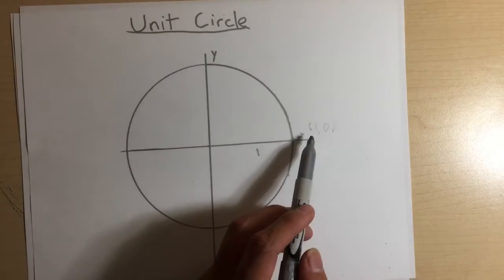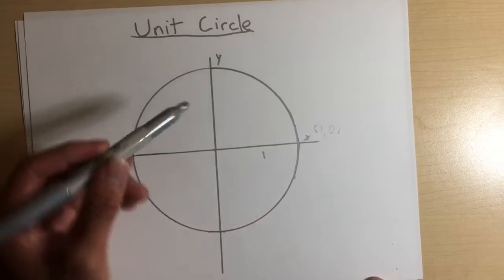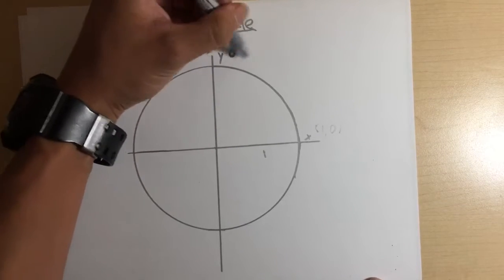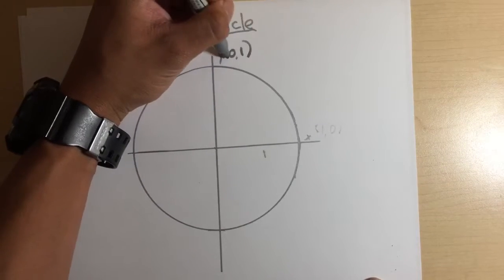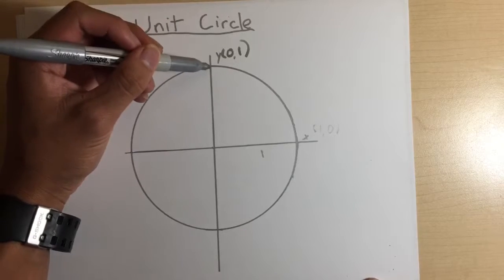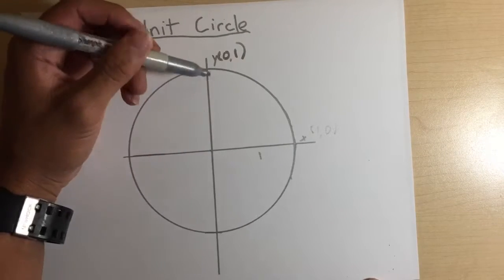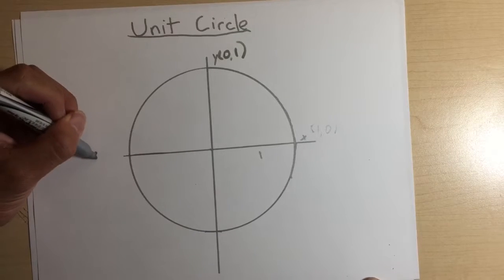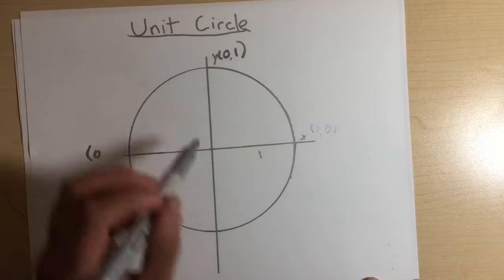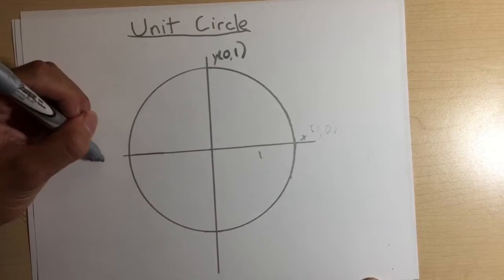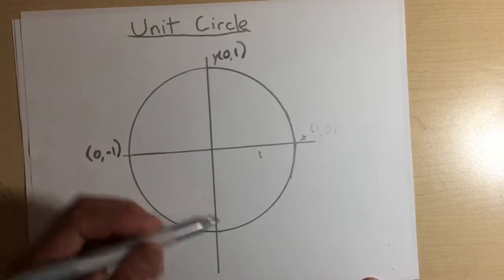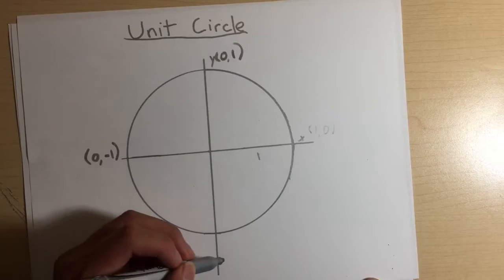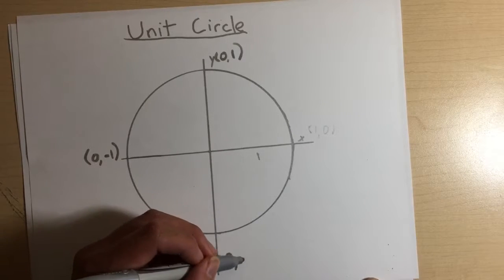So if we know that this coordinate is 1, 0, then we know that the y-coordinate on the y-axis is 0, comma 1, because the length from here to here is 1 unit. And then that goes the same for here, although this one is 0, and because it's on the negative x-axis is -1. And same for the bottom, the negative y-axis equals 0, -1.